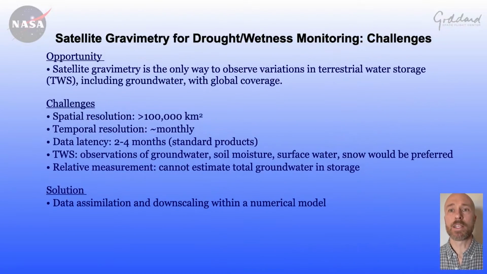Now, GRACE and GRACE Follow-On are amazing because they're the only methods available for making global observations of total terrestrial water storage, including groundwater and deep soil moisture. However, there are many challenges to making use of these data. First of all, the spatial resolution is very coarse. It's on the order of larger than about 100,000 square kilometers. So remember the map I showed you of Illinois? Well, GRACE can really only tell us the total terrestrial water storage variations over the entirety of Illinois.